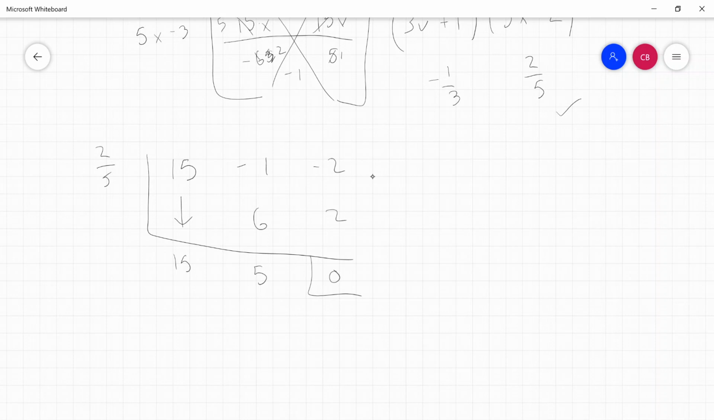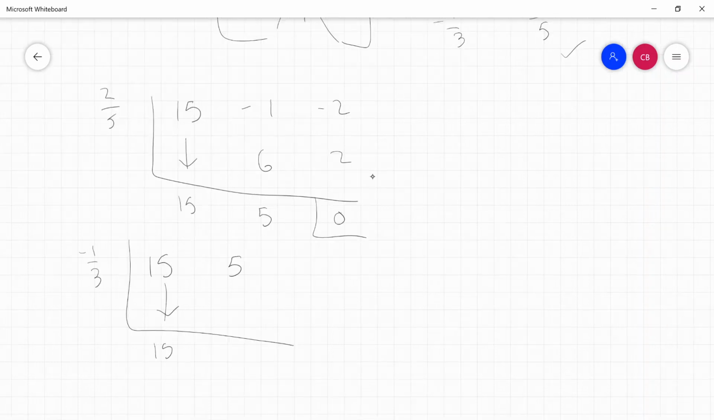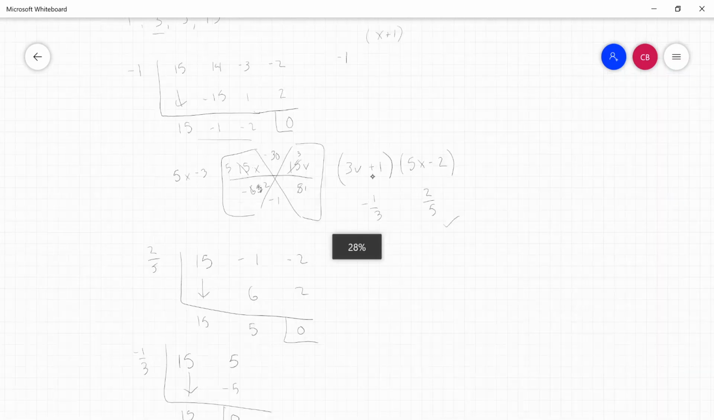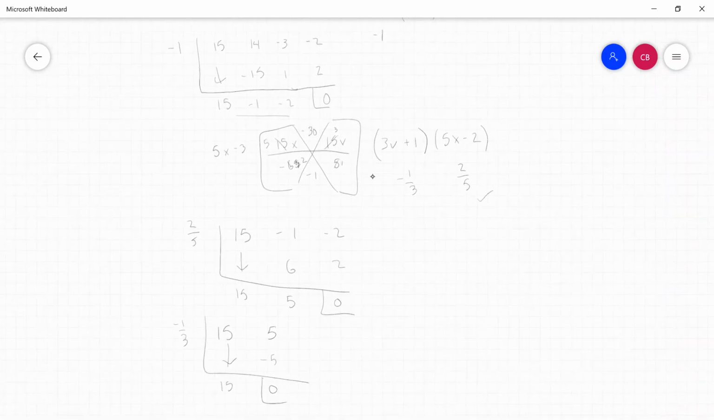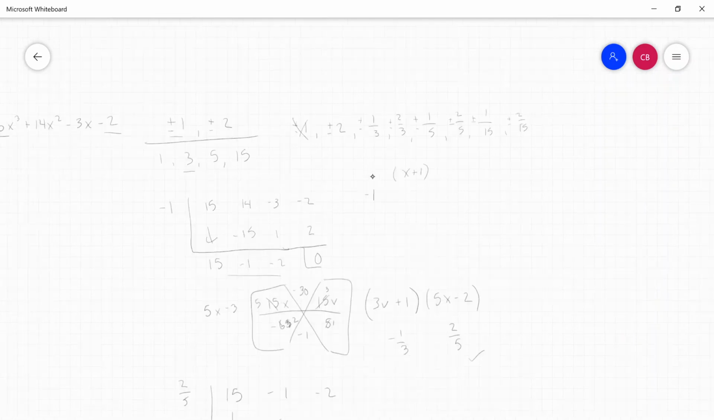And then finally, -1/3. And then 15 and 5. So we drop it down, 15. 1/3 of 15 is -5, and that's 0. And you can see that all three of those work. Therefore, those are the solutions to this polynomial. And they all are on this list. So 1/3 is here, or I'm sorry, -1/3. And positive 2/5. And then obviously -1.